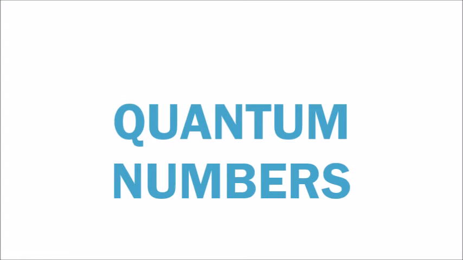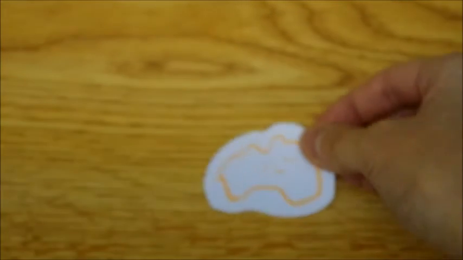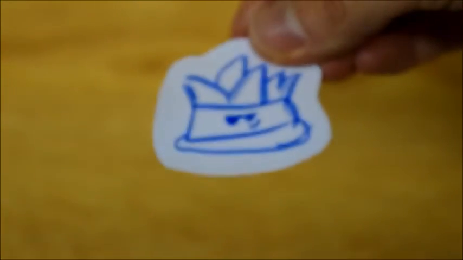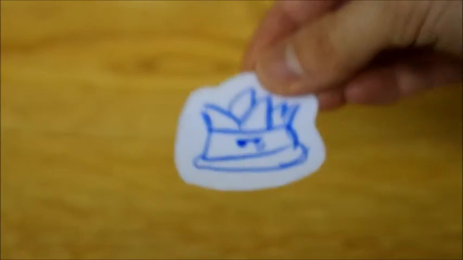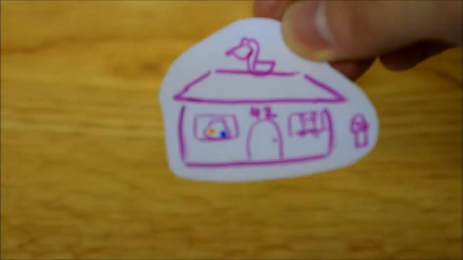Finally, we need to know about quantum numbers. They seem kind of difficult and confusing, but they make sense when you apply them. There are 4 parts to quantum numbers, and we can compare them to describing our own locations. I could say that I live in Australia, but to be more specific, I could say I live in Sydney. However, I can still be more specific and tell you that I live on Wallaby Way, and even more specifically, I live in house number 42.